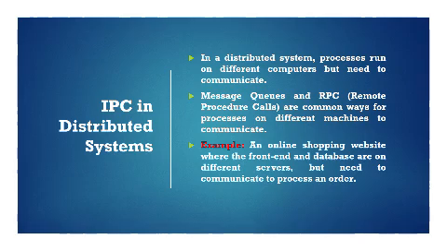IPC in distributed systems: process communication over a network instead of a shared memory space. Common IPC methods: the first one is remote procedure calls, RPC, the second one is message queues. RPC is when one process calls a function in another process over a network. Message queues are used in cloud-based applications for scalability and reliability. Example: microservice architecture in Netflix.